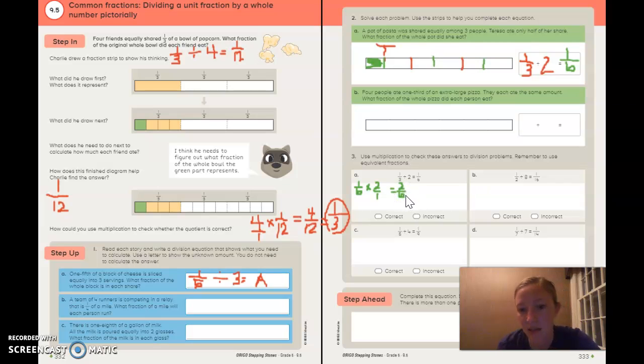Now I notice 2 and 6 have something in common. That can be simplified. 2 goes into 6, and it also goes into 2, so I can simplify that to 1/3. Sweet, I got the answer 1/3. So you can see all 3 numbers are present. That's what you're looking for. All 3 numbers from the original equation are present.